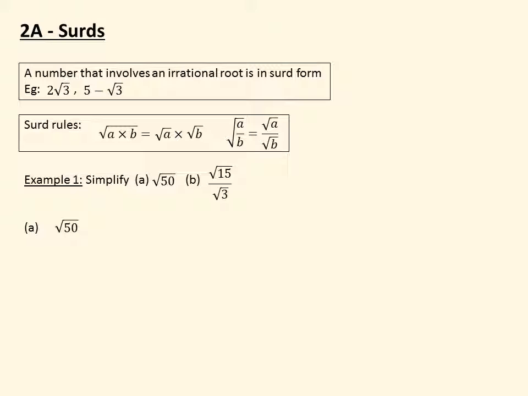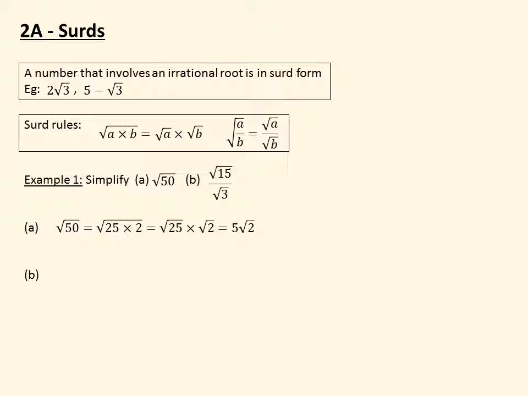To simplify root 50, we have to split 50 up into the product of two numbers, where one of the numbers is a square number. So 50 can be written as 25 times 2. We can now write this as the root of each number together, and because 25 is a square number, we can take its root, and we've simplified root 50 to 5 root 2.